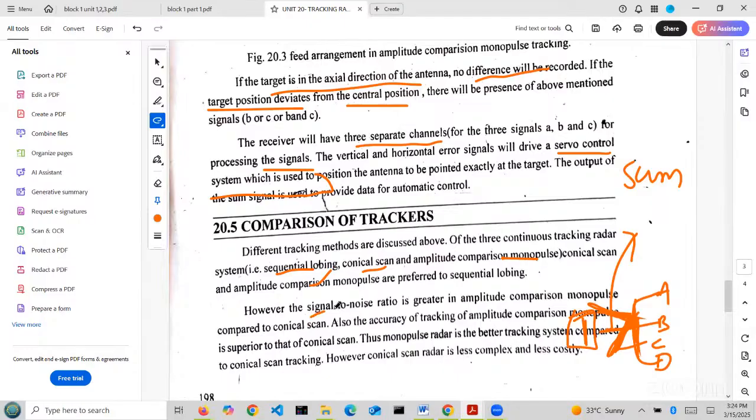However, the signal to noise ratio is greater in monopulse, and for the accuracy of tracking, we are getting exact outputs using the monopulse radar system. This is about tracking radars. So in this you study the three topics: sequential lobing, conical scan, monopulse tracking, and the comparison. If you study these four, the 5 marks question is covered from block 20 or unit 8.